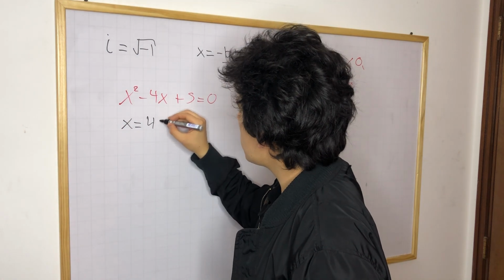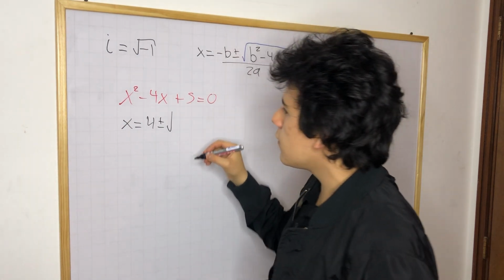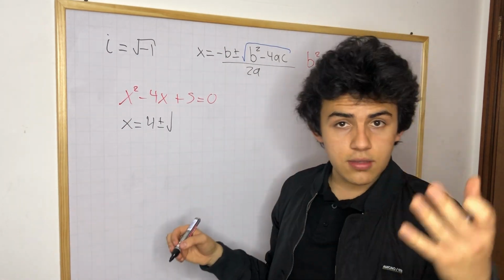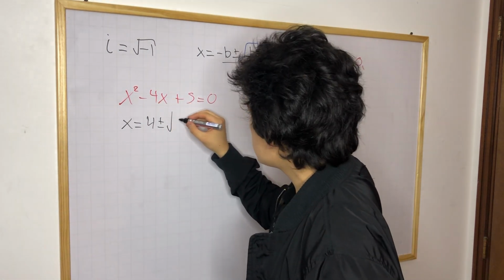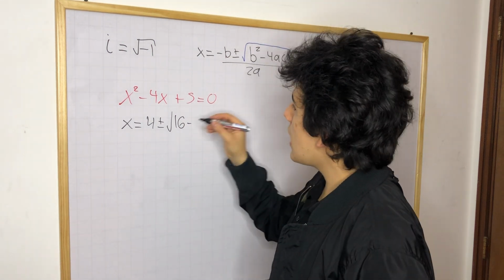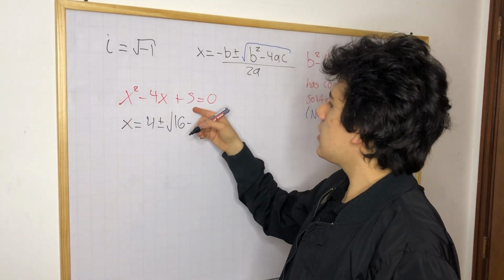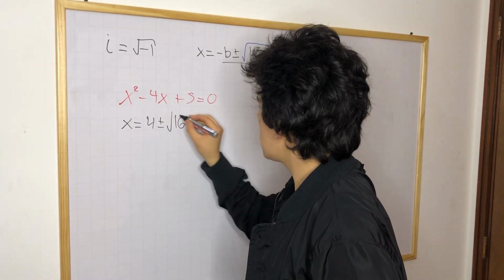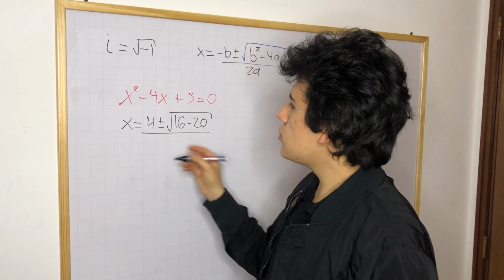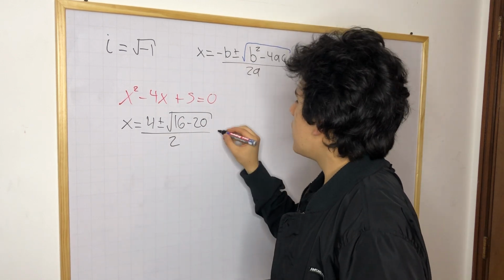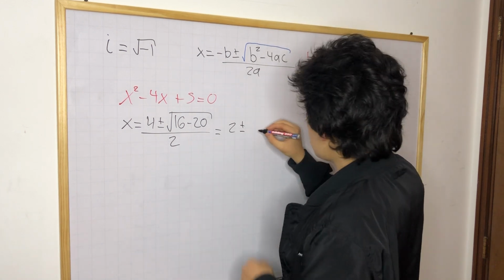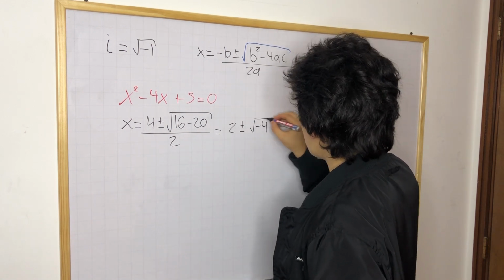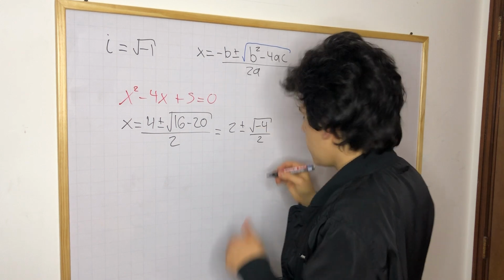plus or minus the square root of b squared minus 4ac, the discriminant. So we have -4 squared, that is 16, minus 4a, that is going to be 1, c, that is going to be 5, that gives 20. And 2a, a equals 1, so it's just 2. Now you can simplify this into 2 plus or minus the square root of -4 over 2.